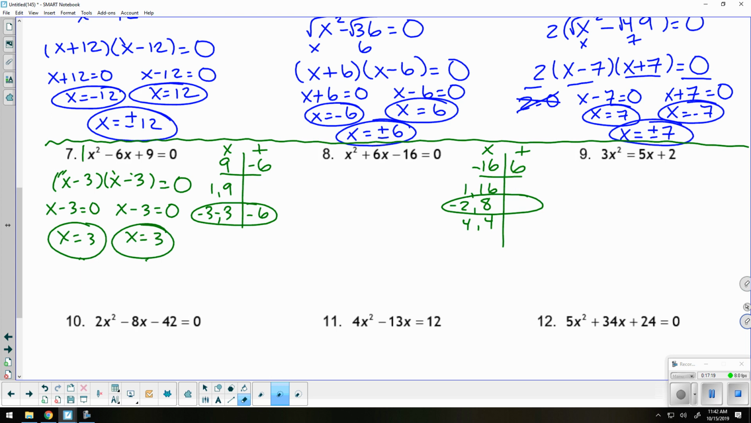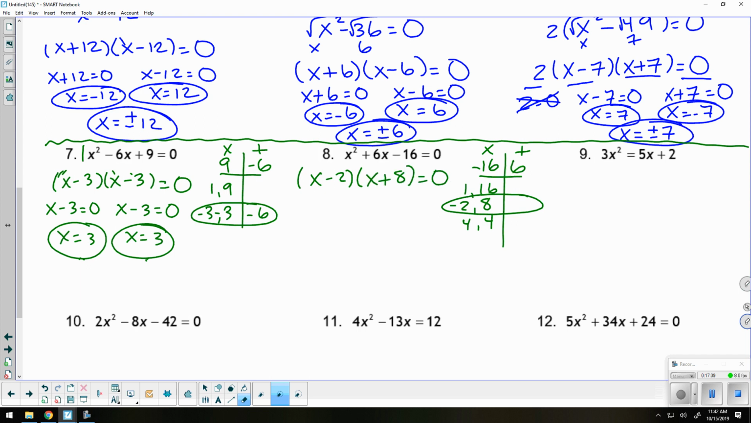The smaller number would have to be negative. And again, bear in mind, they are multiplying to be negative 16, so one of these numbers would have to be negative regardless. But to get positive 6, just the 2 would be negative, and then 8 would be positive. So this is going to factor into an x minus 2 and an x plus 8.